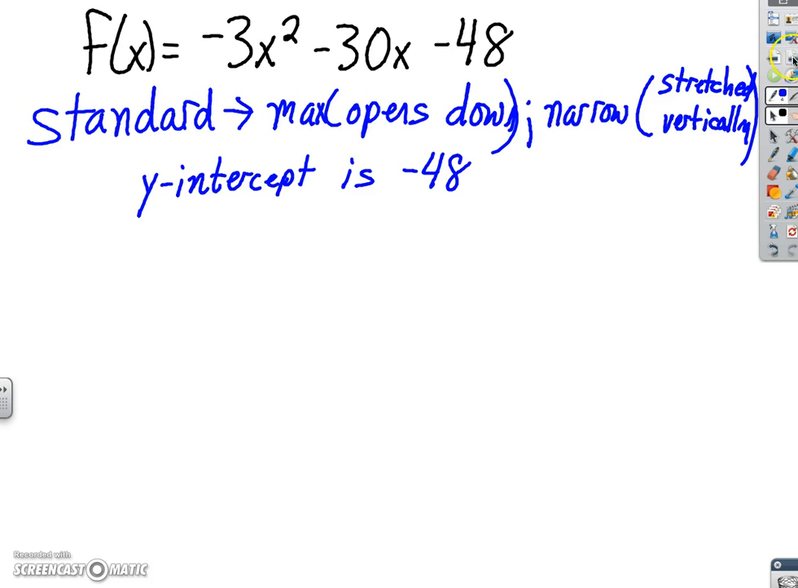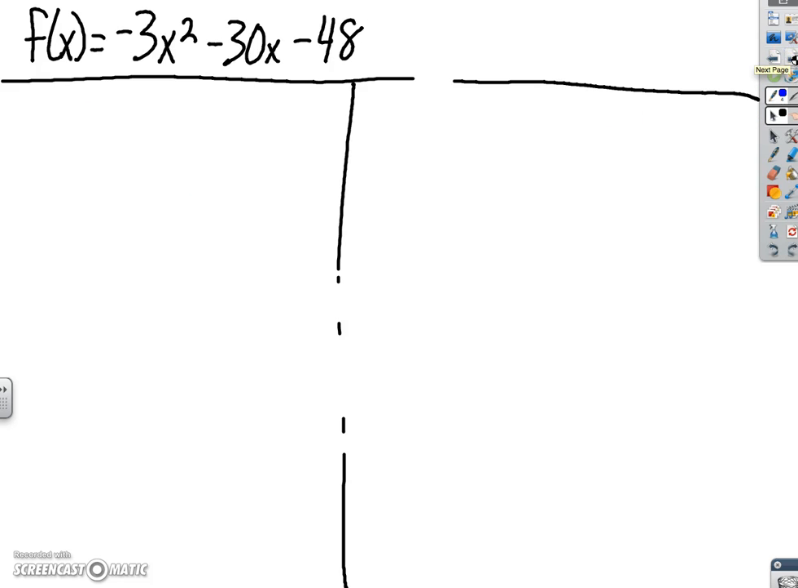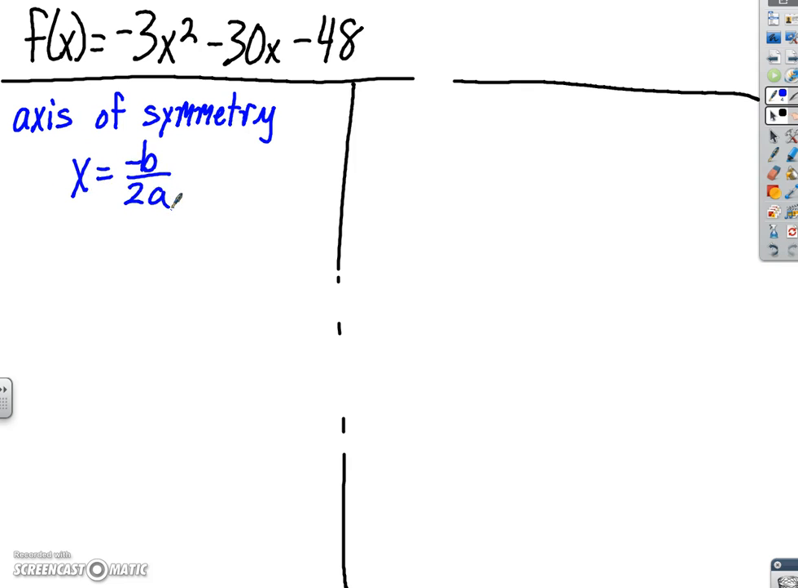All right, so let's look at the next forms and see what we can do. Let's find the axis of symmetry. Remember, this is that vertical line that cuts it in half so that we have exact replicas on either side, giving us a symmetric graph. We're going to use x equals negative b over 2a. First, we need to identify our a, b, and c. Well, a is negative 3. B is our next term, negative 30. And c is negative 48.